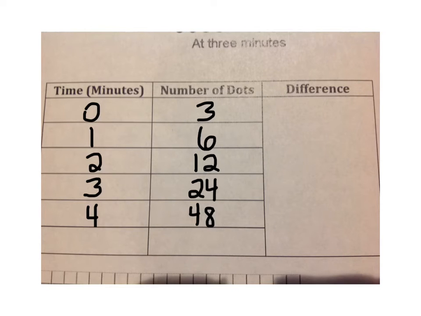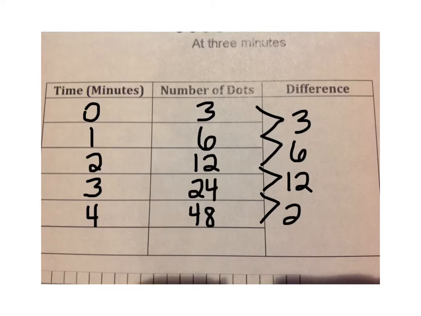And just like we did in the warm-up, let's go ahead and look at the difference between each step's number of dots. So the difference between 0 minutes and 1 minute is a difference of 3. And then we have a difference of 6 between 1 and 2 minutes, then a difference of 12 dots, then a difference of 24 dots, and so on. This is not a constant as it was with our warm-up. So what does that mean if it doesn't have a constant difference?